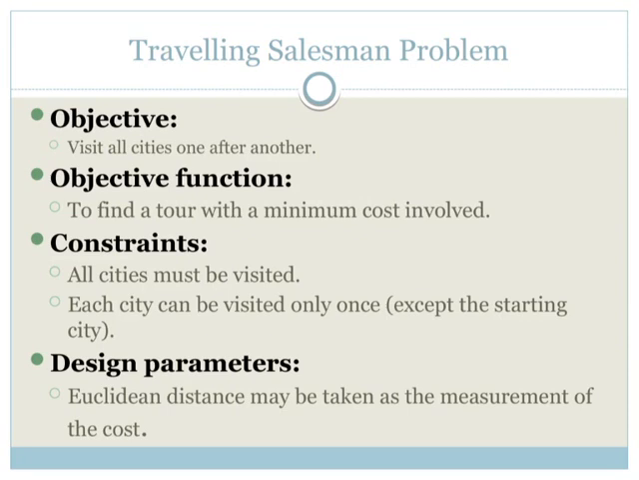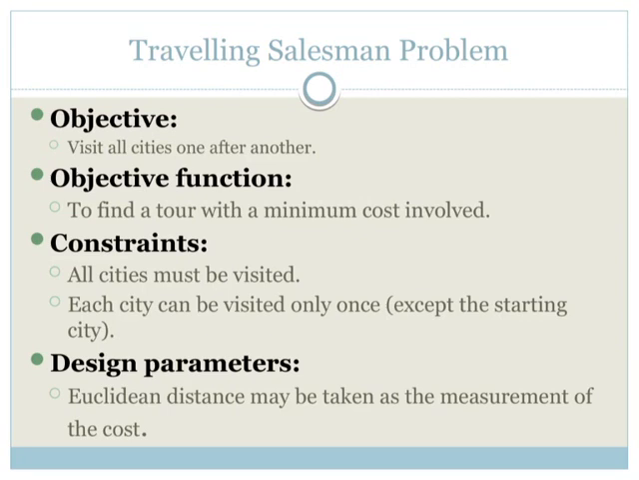As it is a tour, if we are starting from suppose city A, we need to come back to city A to complete the tour. So the starting city will be visited twice, that is why it is the exception. And what are the design parameters? You need to find the path cost, that is, the Euclidean distance between any two cities, that you need to minimize. That is the minimization optimization problem.